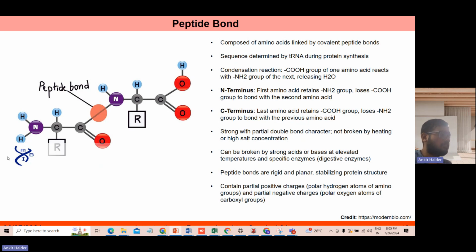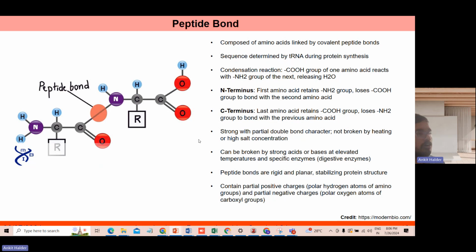So the N terminus is this one, which states that the first amino acid retains the NH2 group and loses the COOH group to bond with the second amino acid. In this way, whatever is being determined through tRNA synthesis, when the whole sequence is covered, the C terminus will remain free. At one place the N terminus will remain free, and at the other place the C terminus will remain free. The last amino acid is known as the C terminus.